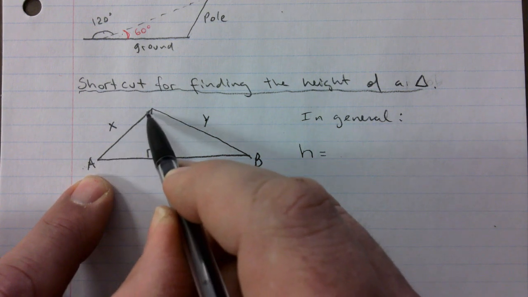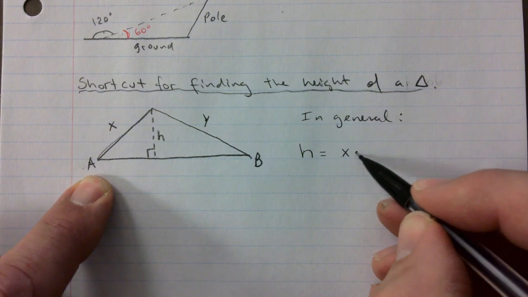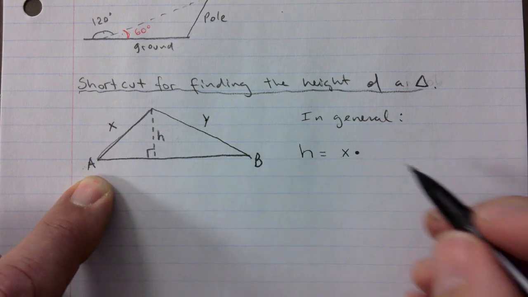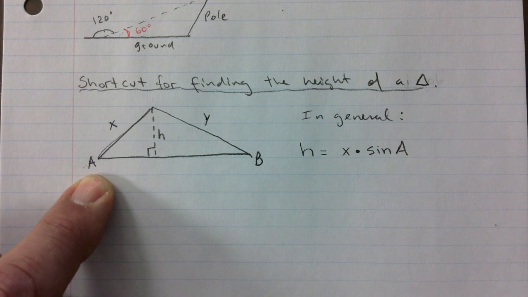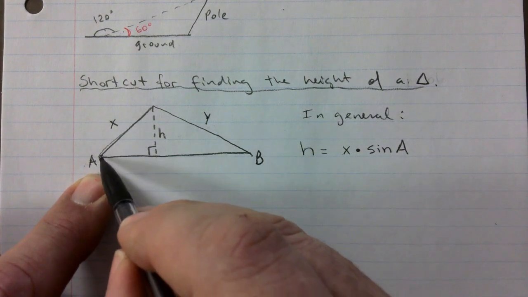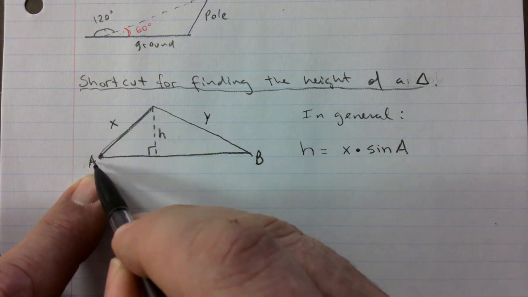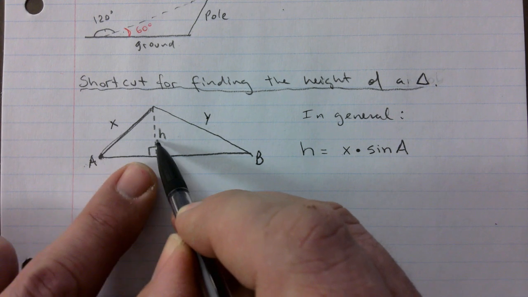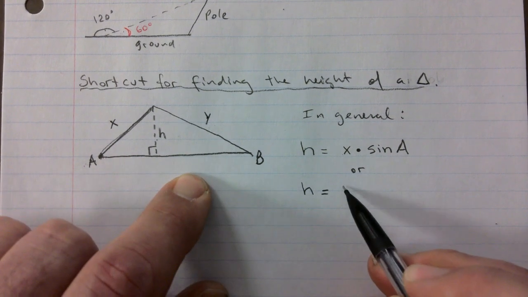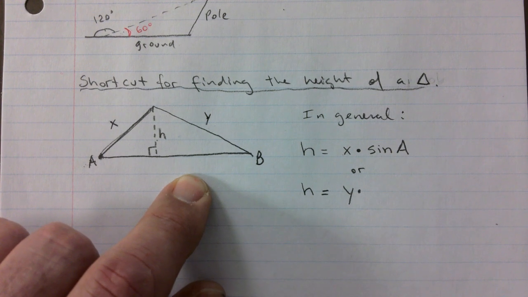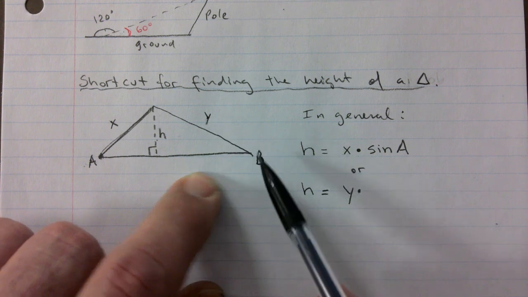You take the side x here, and you multiply it by sine of A. You take this side that is touching that angle. So if you take x times sine of A, you get the height. Or you can say h is going to be y times what? Let's see if you see the pattern. If it's on this side, y times sine of B.